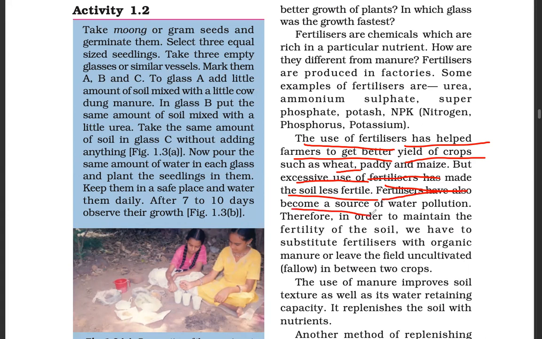Fertilizers have also become a source of water pollution. Exactly, they are prepared in factories. Factories remove the dust in the water bodies, right? Therefore, in order to maintain the fertility of the soil, we have to substitute fertilizers with organic manure or leave the field uncultivated or fallow in between two crops.